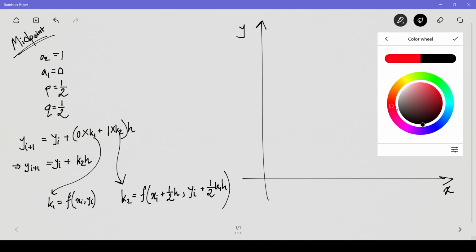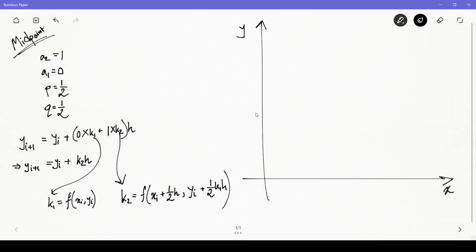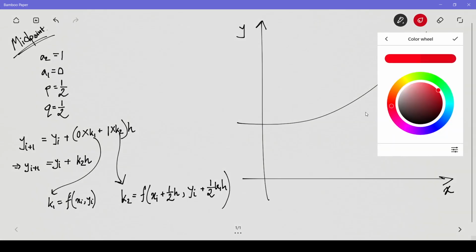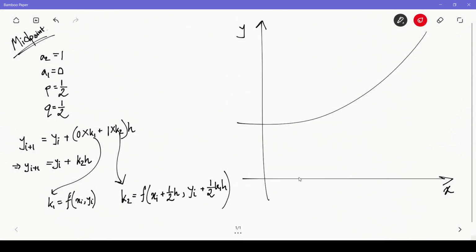Let me draw the curve. Of course, the curve that we are drawing is unknown to us. For the sake of illustration, I'm drawing it. Let's say it looks something like this. First try. Let's say we have reached a particular value of x after the ith iteration.